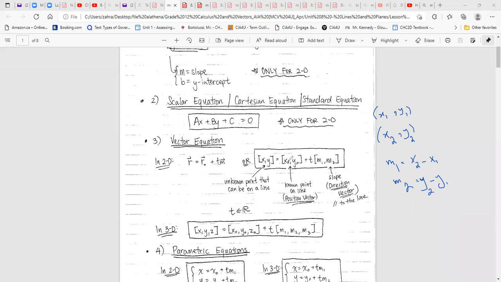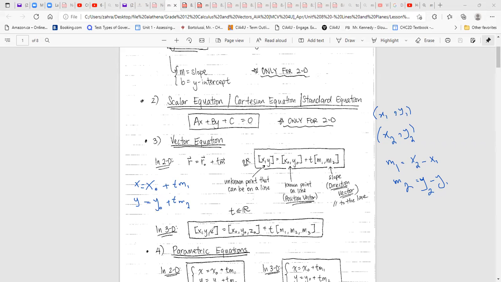If you want to write this in terms of the parametric equation, x is equal to x0 plus t multiplied by m1. So this is the x component, and y is equal to y0 plus t m2. So this is the vector equation, and this is the parametric equation that you will see. This is in 2D.